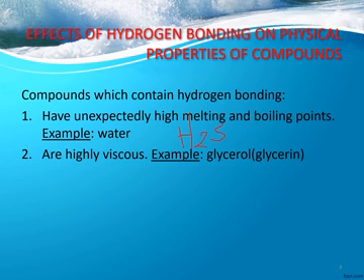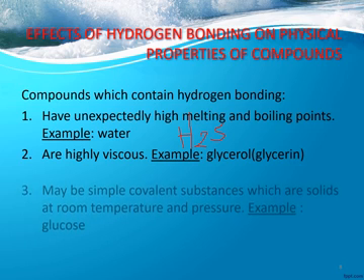They are also highly viscous, and here we can give the example of glycerol, or glycerin, the commercial name. Glycerin, you know, is a substance which is used in cosmetic products. You know how viscous it is. So as the magnitude of hydrogen bonding increases in a substance, it becomes more and more viscous.